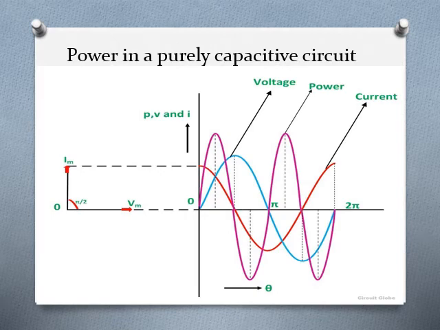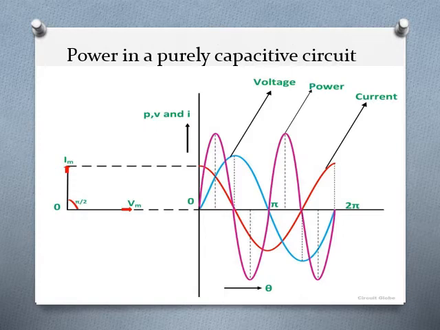Now, let's discuss the power in a purely capacitive circuit. Here, the three waveforms, voltage, power and current, are shown. The left half of the y-axis is nothing but the phasor diagram that we have discussed earlier itself. Now you may see that the voltage is starting at 0 degree, reaches its maximum at 90 degree and just moves on. And the current, as discussed earlier, is leading the voltage curve by an exact 90 degree.